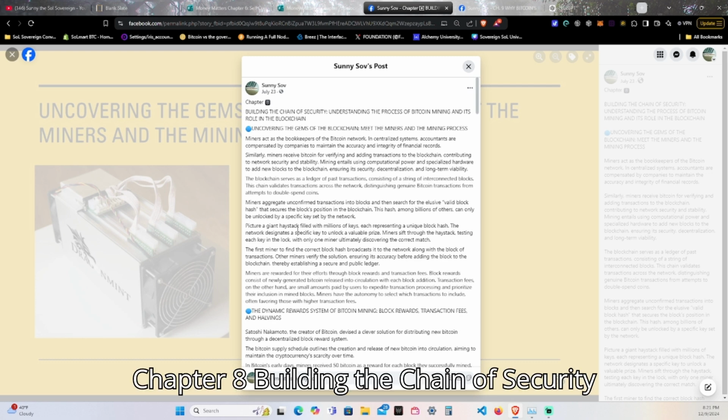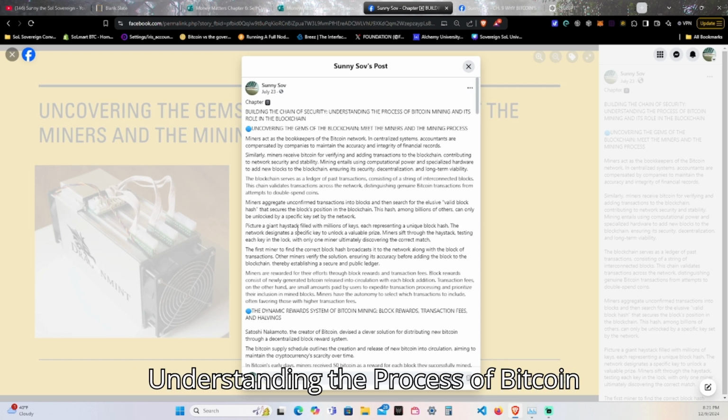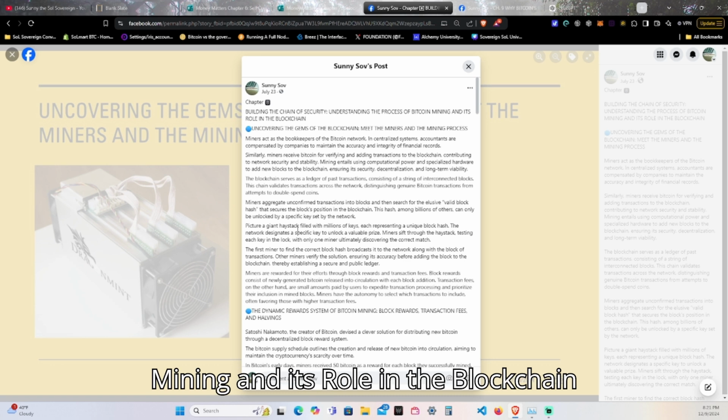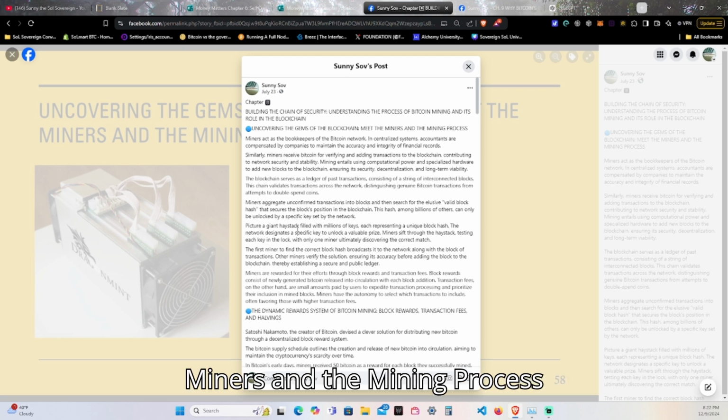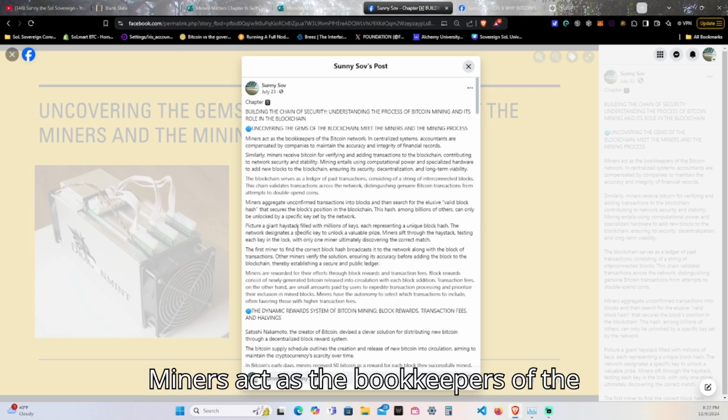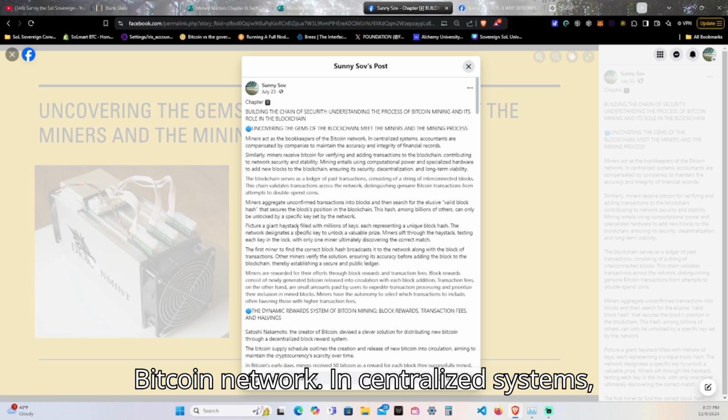Chapter 8. Building the Chain of Security, Understanding the Process of Bitcoin Mining and its Role in the Blockchain. Uncovering the Gems of the Blockchain. Meet the miners and the mining process. Miners act as the bookkeepers of the Bitcoin network.